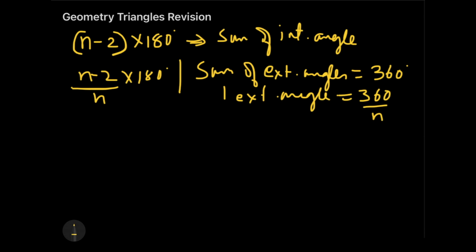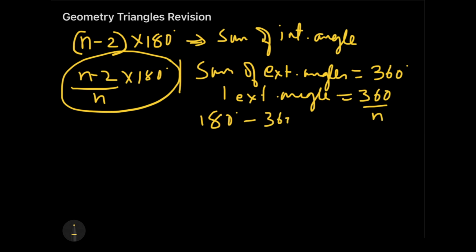Now we know a very important relationship that interior angles and exterior angles add up to 180 degrees. So if you want to avoid this formula, since it looks long to you, you can simply do 180 degrees minus 360 by n to get the same thing you would have got from this formula. Alright, so these are some basic formulas we have been knowing.